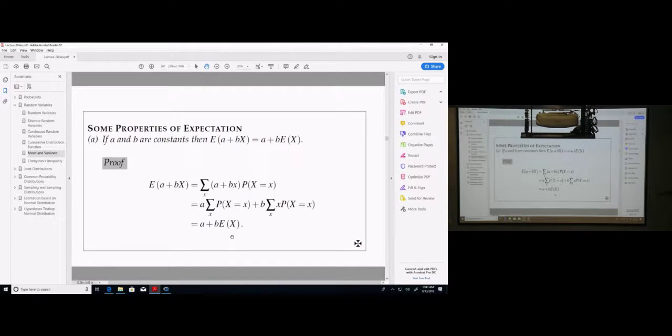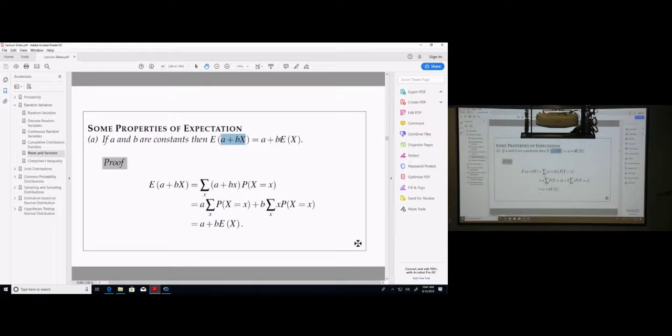Okay, properties of expectations. If A and B are constants, meaning they are not random, then the expectation of a linear combination of the X is equal to the same linear combination of the expectations. All right. One example would be the following.